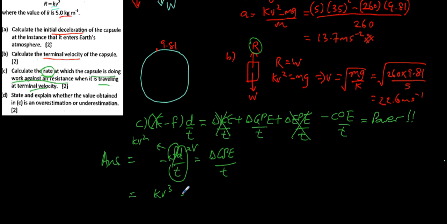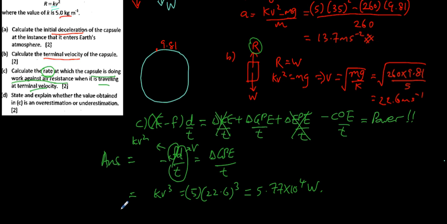Okay, now let's try to solve using kV cubed. K is 5. V is at terminal velocity, which we found just now, is 22.6. Let's see what the final answer is. Let's take out your calculator and count. You get 5.77 times 10 power 4.